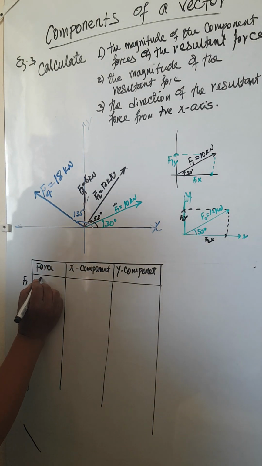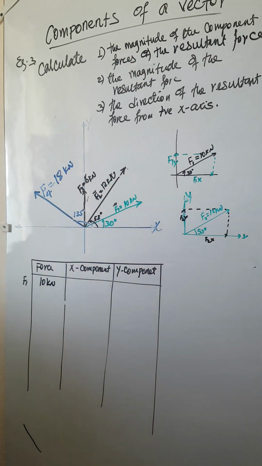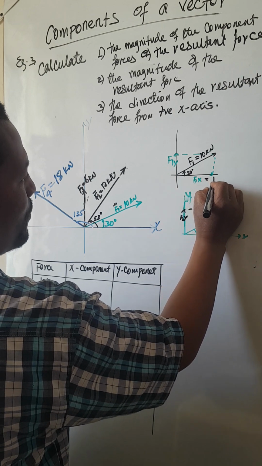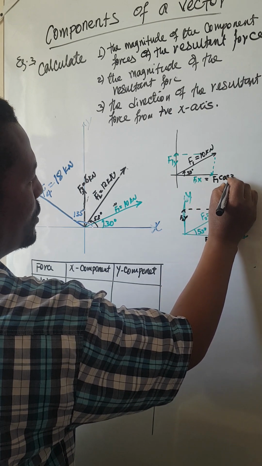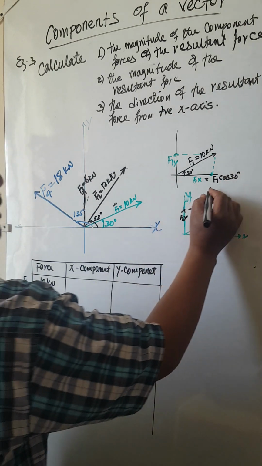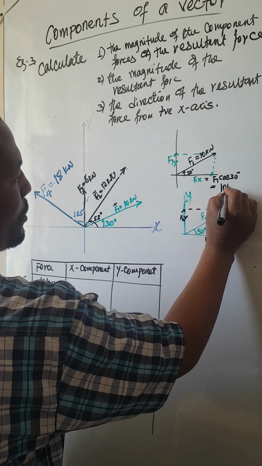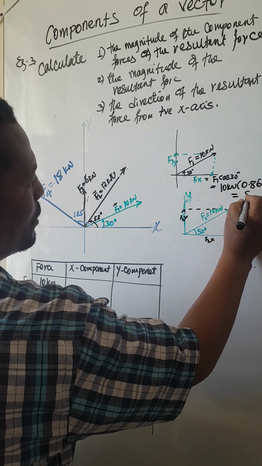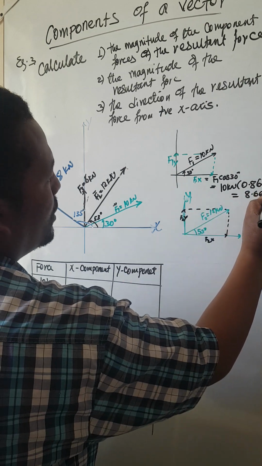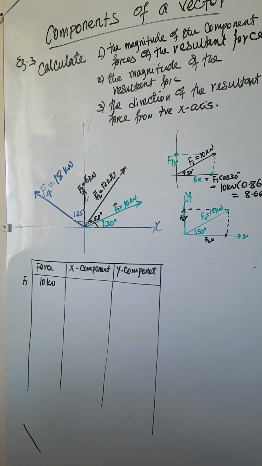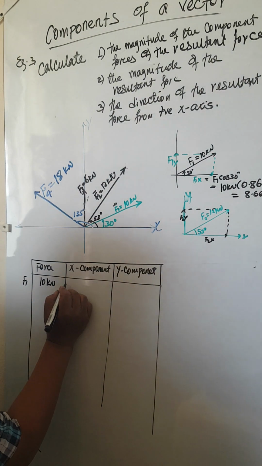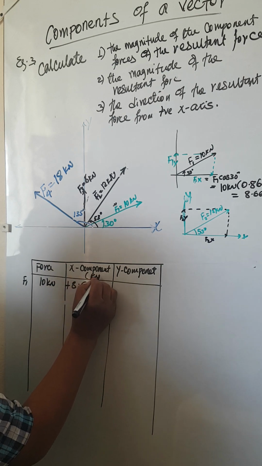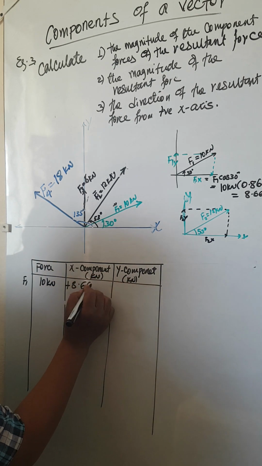The magnitude is 10 kilonewton, so that F1x is equal to F1 cosine of 30 degrees. This is equal to 10 kilonewton times cosine of 30 degrees, which is 0.866. This is equivalent to 8.66 kilonewton along the positive x-axis. So this is positive 8.66 kilonewton in the x component column.